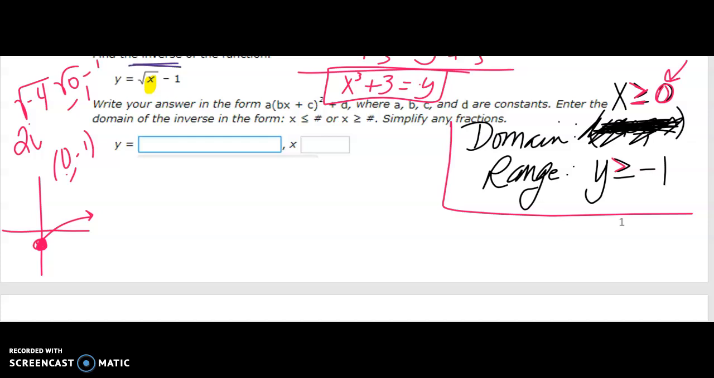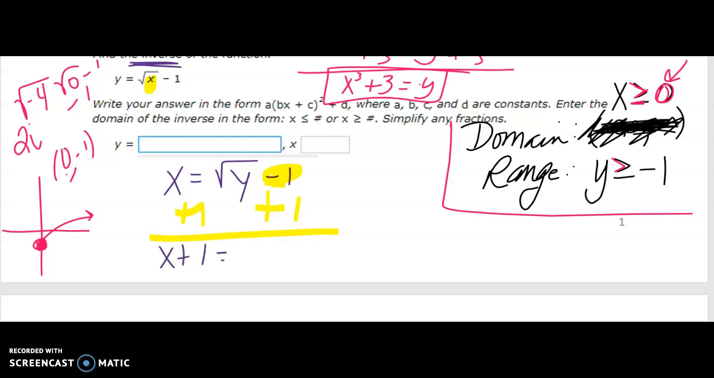So let's find the inverse, and that's what that says right up there. So to find the inverse, everywhere there's a y, we put an x. Everywhere there's an x, we put a y. And now we solve for y. We have to get rid of the 1, so we're going to add 1 to both sides.